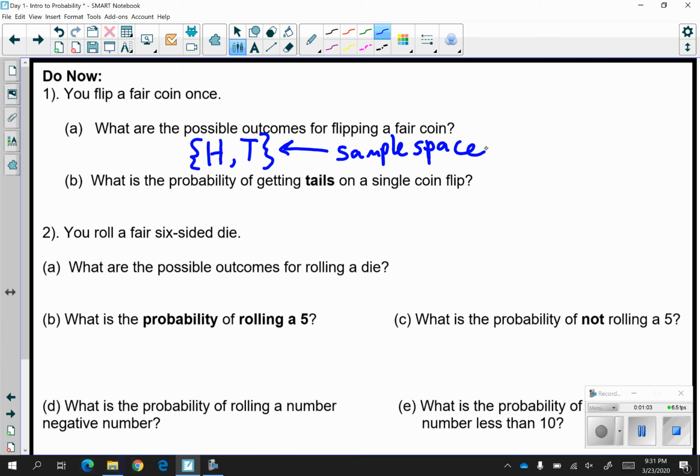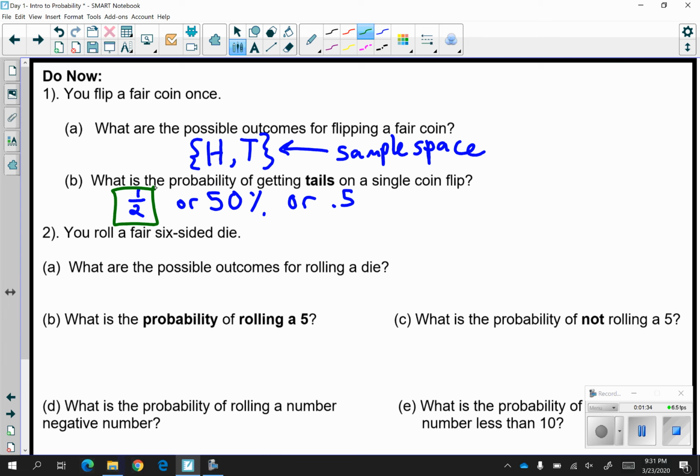For part B, what is the probability of getting tails on a single coin flip? Well, you have 1 out of 2 chances, right? You can either get heads or tails. That's your 2 options. Only one of them is tails. You can write this also as 50%. Or you can express probability as a decimal. For the sake of this unit, we're mainly going to be expressing probability as fractions.